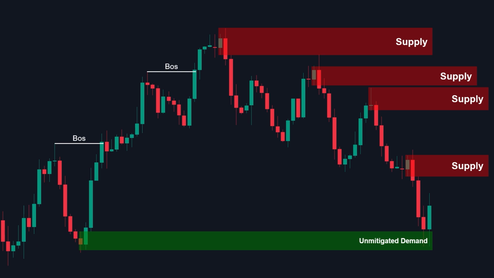Each of these supply areas could be a potential selling opportunity until we reach this unmitigated demand area in front of the price. This zone can be a potential interest area for the buyers to step into the market. So at this point, we have a battle between the buyers and sellers. Therefore, we must wait and observe the further price action to determine the market direction, because this level can be a turning point for the price, or we might at least witness a temporary correction.